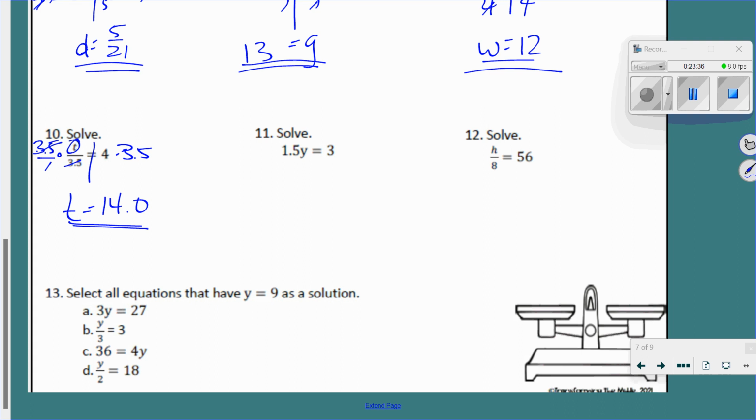Again, we're just checking answers. You should have that written somewhere. Opposite is multiplying by 8. These go away. H equals 48.